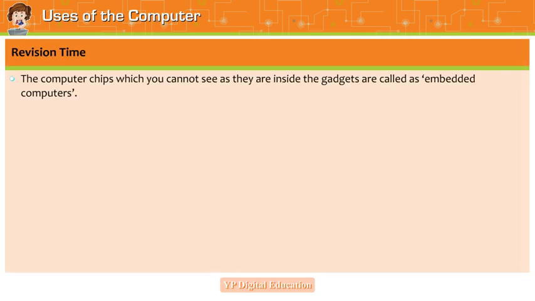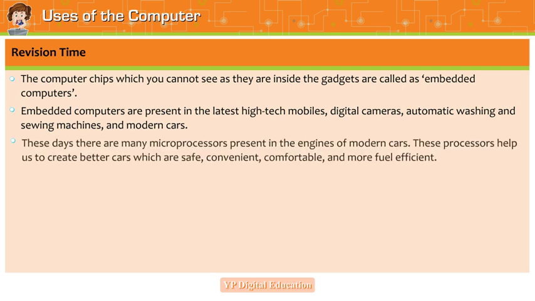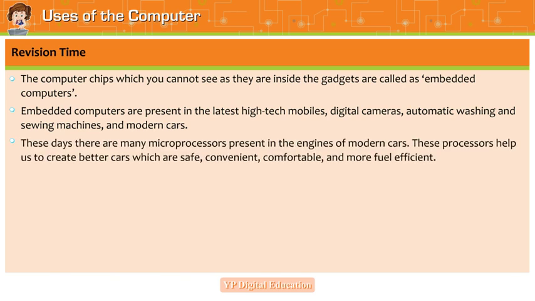Revision time. The computer chips, which you cannot see as they are inside the gadgets, are called embedded computers. Embedded computers are present in the latest high-tech mobiles, digital cameras, automatic washing and sewing machines, and modern cars. These days, there are many microprocessors present in the engines of modern cars. These processors help us to create better cars which are safe, convenient, comfortable, and more fuel efficient.